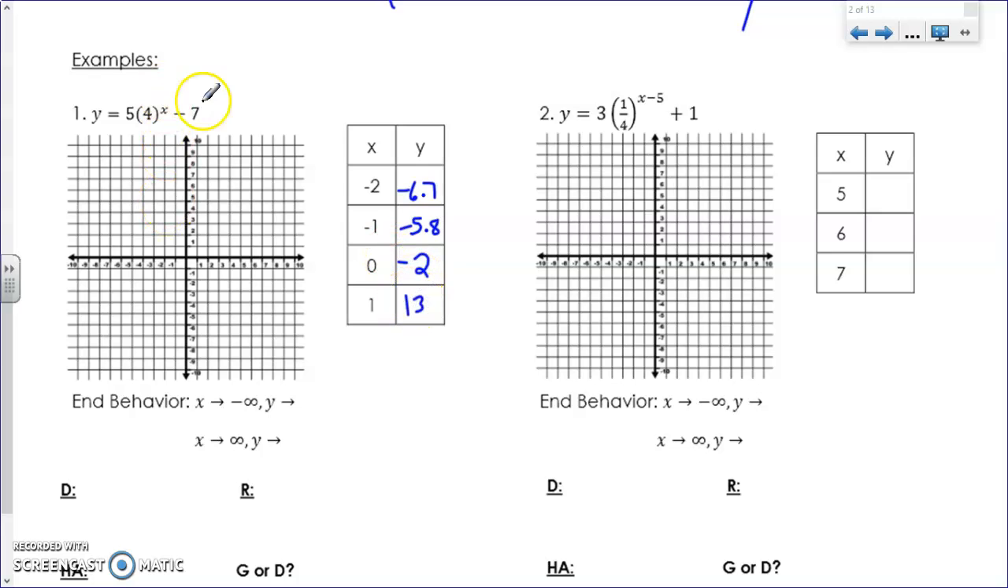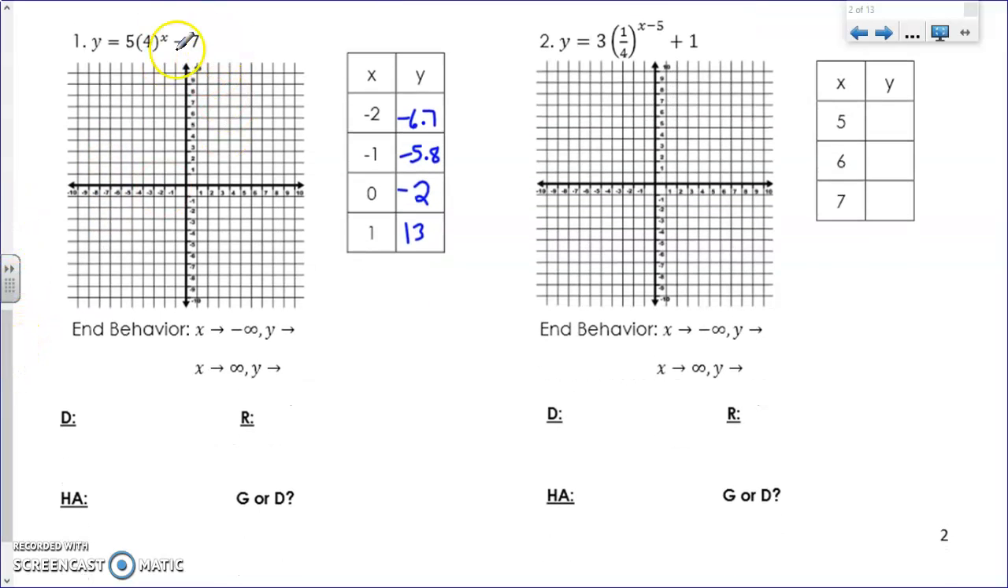Okay, so this negative 7 gives me my horizontal asymptote. So that's going to be y equals negative 7, because when you have a horizontal line, that's always y equals. So we're going to go down here to negative 7, and we're going to graph an asymptote here, and this is just a guide to tell me that my graph should get close to that line.